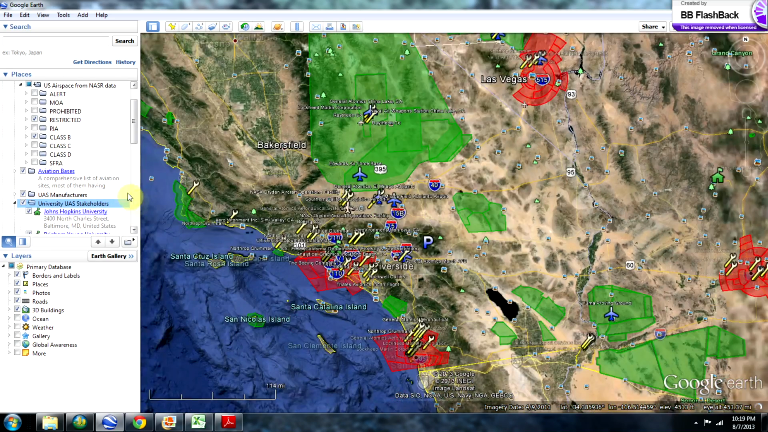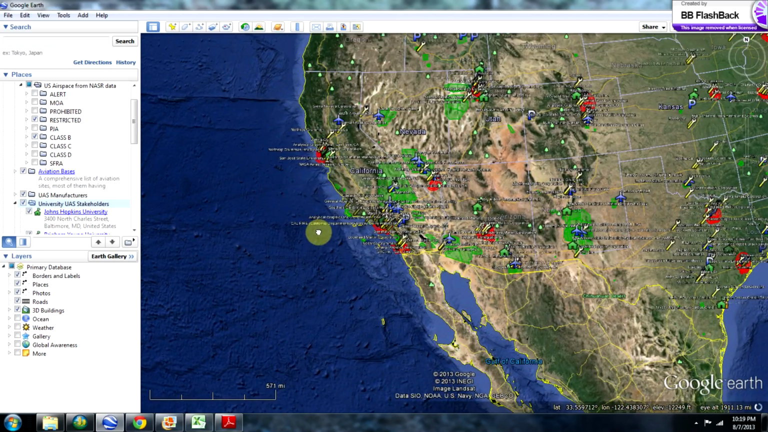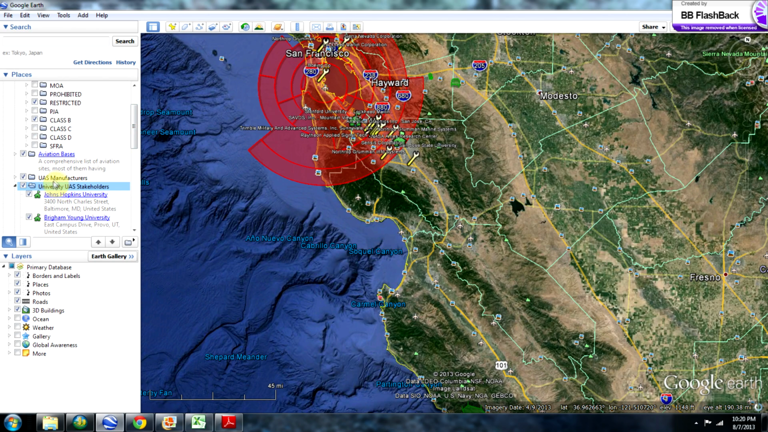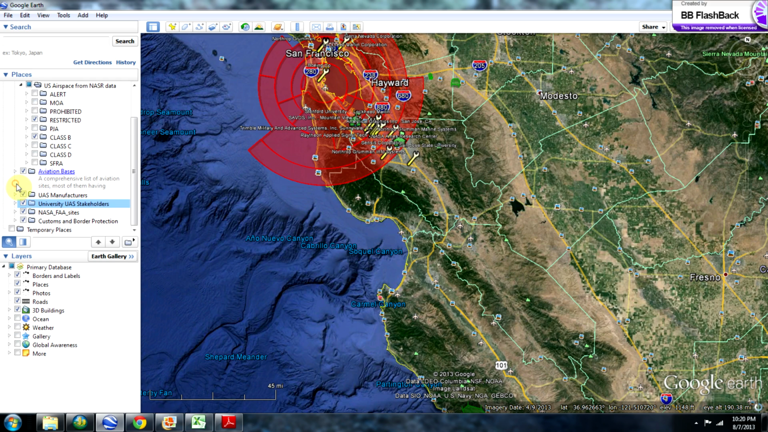Let's see here. We have university stakeholders also. There are a lot of universities involved, and that's another dimension of this. These groups, like aviation bases, manufacturers, universities, this is all my way of separating these things. NASA, FAA sites, and Customs and Border Patrol. Realistically, Customs and Border Patrol is not the biggest stakeholder, but if anybody wants to know specifically, Customs and Border Patrol is the one-stop shop for any federal use of UAS outside of the Department of Defense.